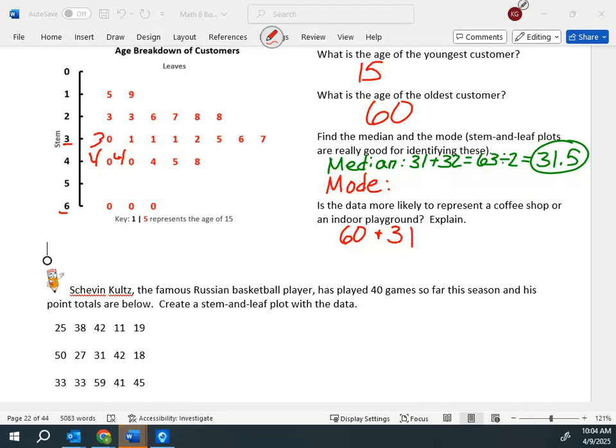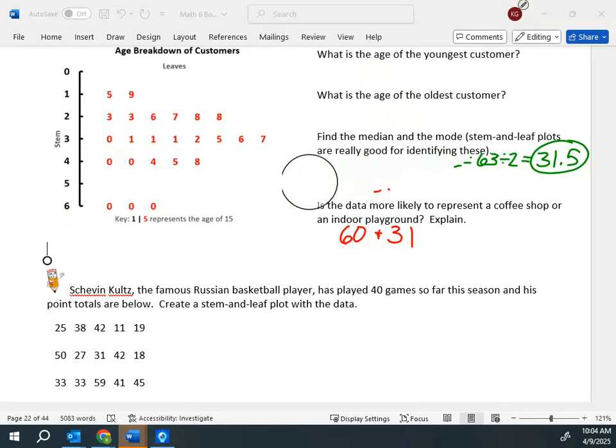You don't just look at the leaves. You look at your full, complete number with the stem and the leaf. Every year I get kids confused by that. So make a little star next to it, do something so you remember to look at the stem and leaf put together. So when it asks for the most, it's not asking for the leaves, it's asking for the full number. All right, so that's how we read it.